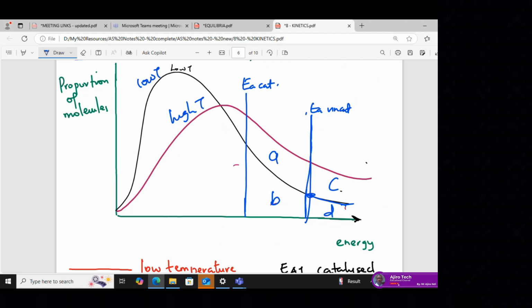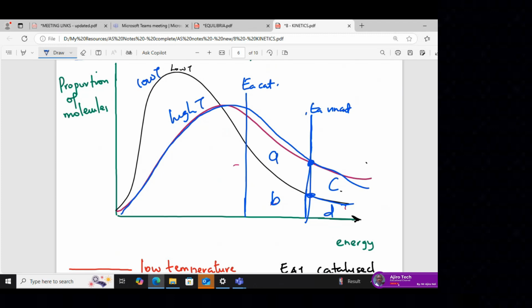What about high temperature uncatalyzed? Be careful. High temperature uncatalyzed, C and D. What about high temperature catalyzed? All of them: A, C, D. Do you get the point now?